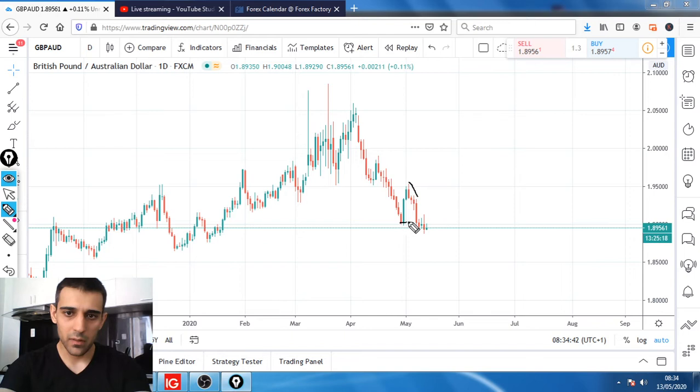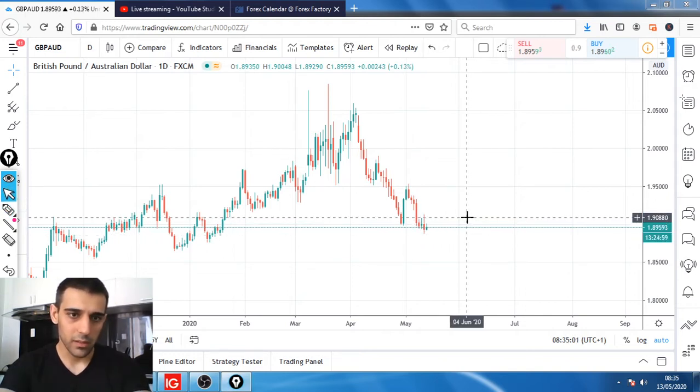So it has come down to this support level, then put this ugly candle. It has broken this level, but the way it looks, it's kind of resisting the drop, and put three candles, like indecision candles. Let me have a look. Okay, this was good.